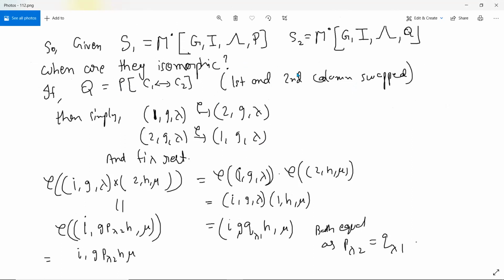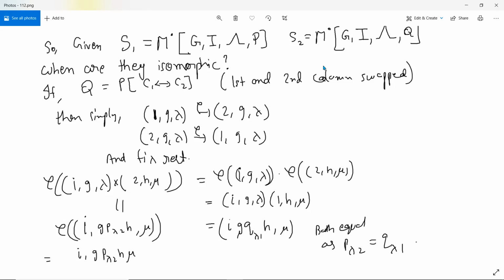I mean, swaps of columns here, which we have shown, or rows. The 1 and the 2 is not special here. This column is not special here. You can do this for rows and you can do this for any 2 rows and any 2 columns. So if Q is gotten by any finite number of swaps of the matrix P, then S2 would be isomorphic. Okay, S2 would be isomorphic.